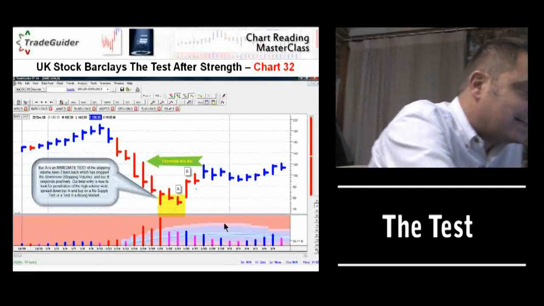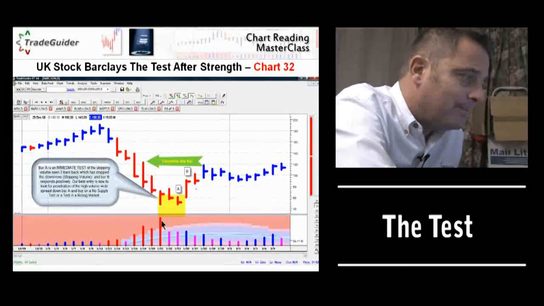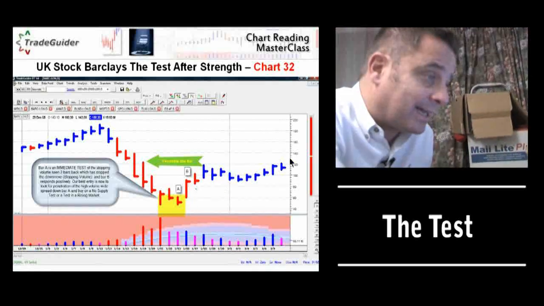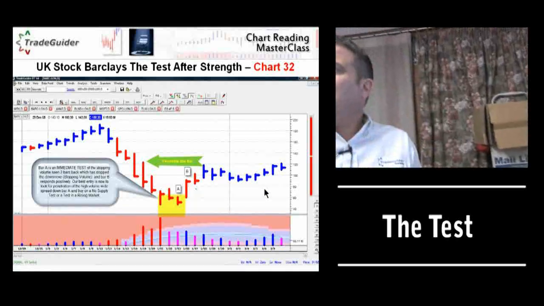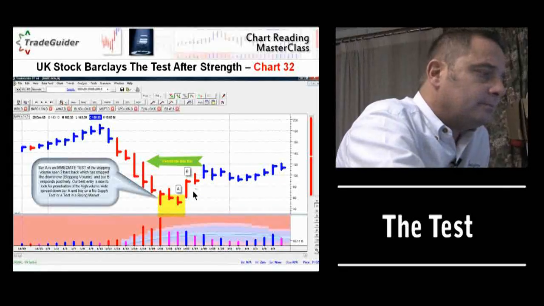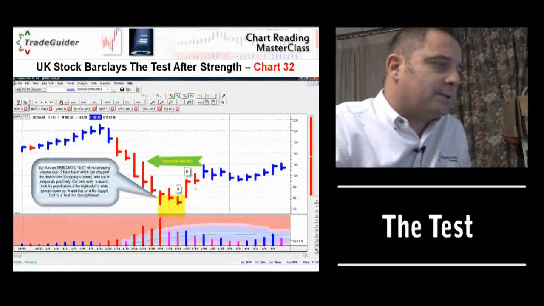But here, tests come in different varieties. This one here is an immediate test of this massive buying, and it just takes off. Barclays went up a long way, didn't it? About 150 to 200%. Oh, it did. I think it went up something like 380, something like that. So. Yeah. Let's look at another example here.